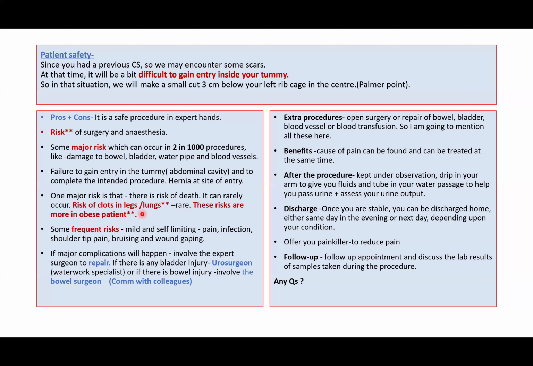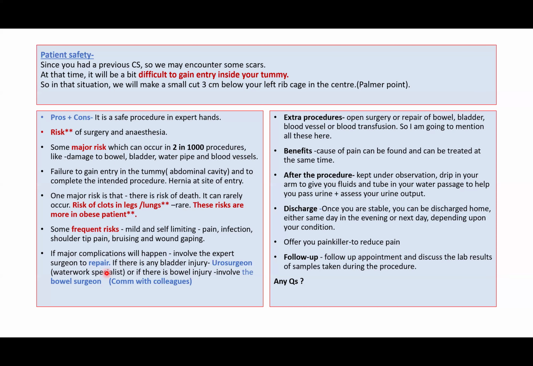There is risk of clots in the legs and lungs. That is also rare, and these risks are more in obese patients. There are some frequent risks like mild and self-limiting pain, infection, shoulder tip pain, bruising, and gaping. If major complications happen, then we have to involve an expert surgeon to repair. So the extra procedure done will be like, if there is any bladder injury, then we have to involve the urosurgeon for the bladder repair.